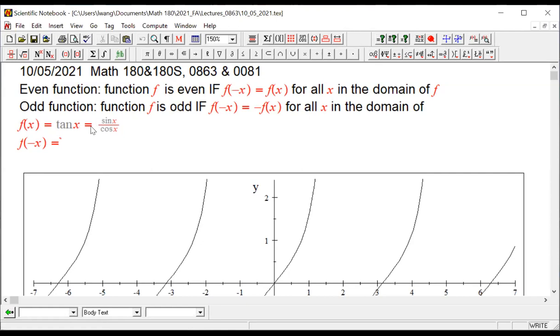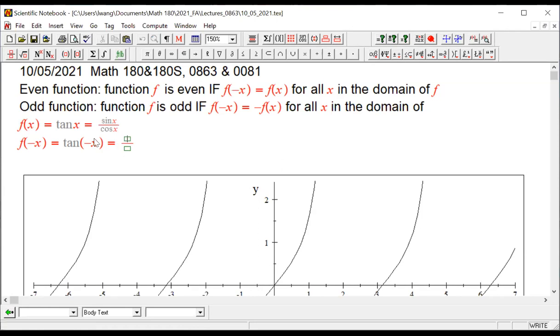Right? f of negative x would equal what? Tangent of negative x. Okay, so you have to be able to not only recognize the geometry, the visual, you also have to, most importantly, be able to express it algebraically. That's what gets you the points.